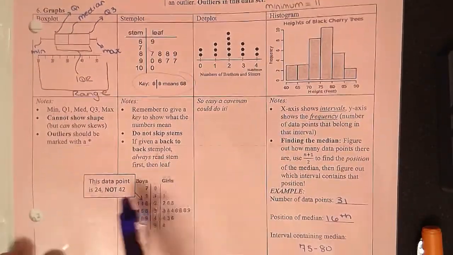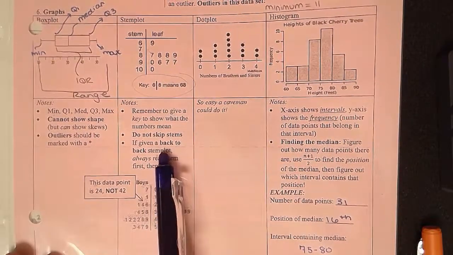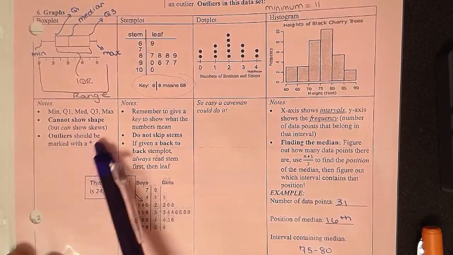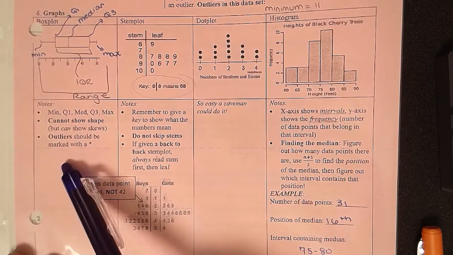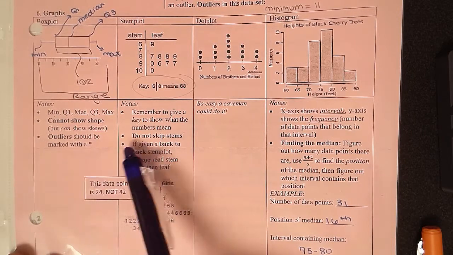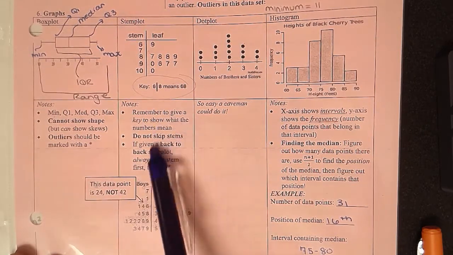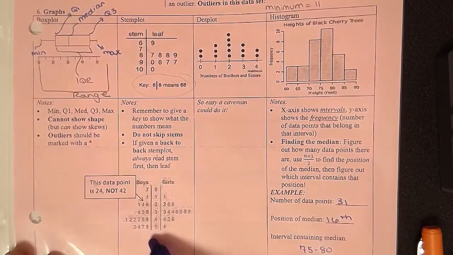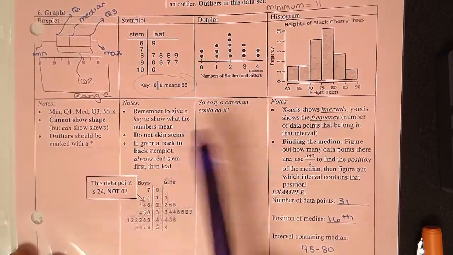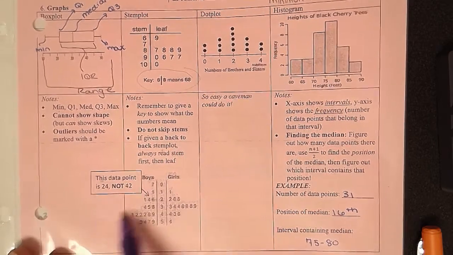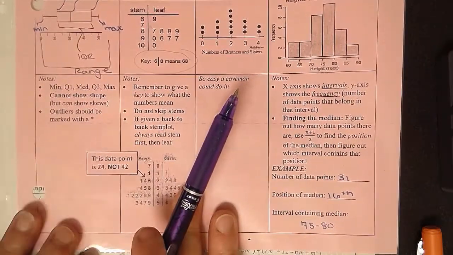And make sure you take a look at these notes, okay? A histogram doesn't show the shape of the distribution, but it does show outliers, so it's kind of nice. Make sure if you're putting together a stem and leaf plot that you always show a key, and this is what a two-sided stem and leaf plot looks like.